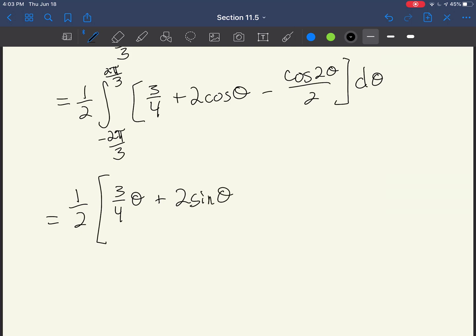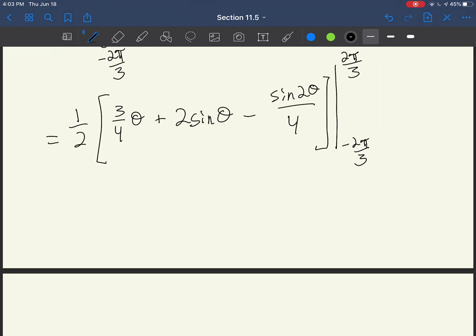We now integrate this. This is 1/2 times 3 over 4 theta plus 2 sine theta minus sine of 2 theta divided by 4, evaluated from negative 2 pi over 3 to 2 pi over 3. Almost done. This is 1/2 times, evaluate this at 2 pi over 3 and negative 2 pi over 3.